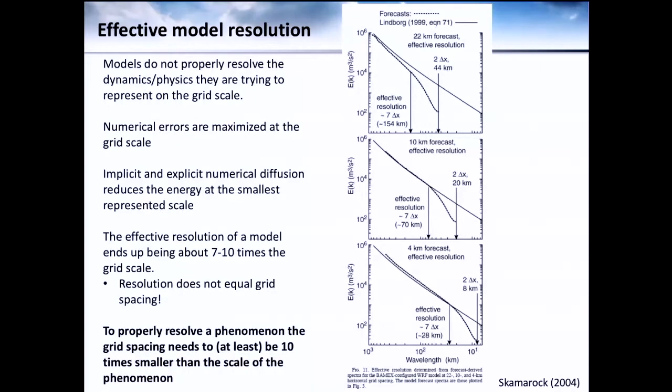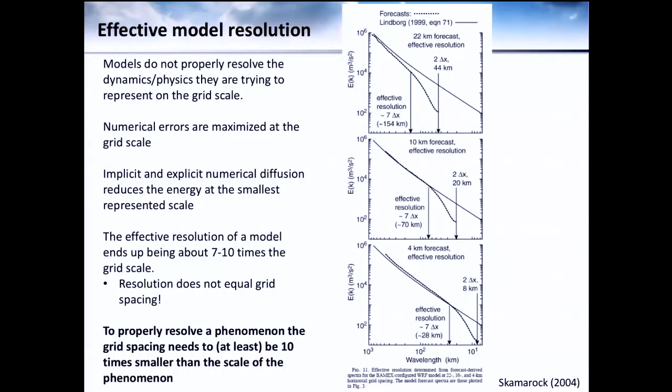Here's a nice paper by Skamarock 2004, which looks at the changes in resolution of the WRF model, and what is actually resolved and what is not resolved. The key points are what I just said. Numerical errors are maximised at the grid scale. Models do not properly resolve the dynamics and physics they're trying to represent on that grid scale. They're resolving them properly on larger scales.